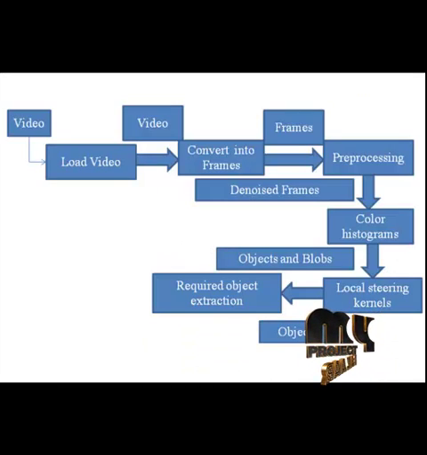Let me discuss the flow of the process of visual object tracking based on local sharing kernels and color histograms. Initially the input video is loaded, and then the video is converted into frames. All the frames are pre-processed in order to remove the noise from them. Then color histogram values are calculated. This color histogram calculation is helpful in order to measure the color similarity.